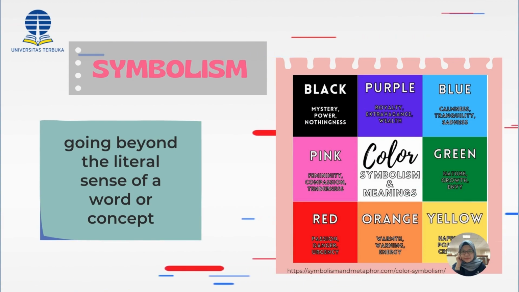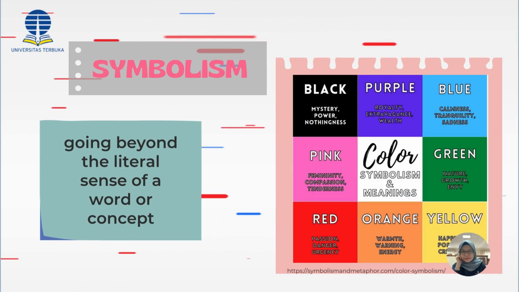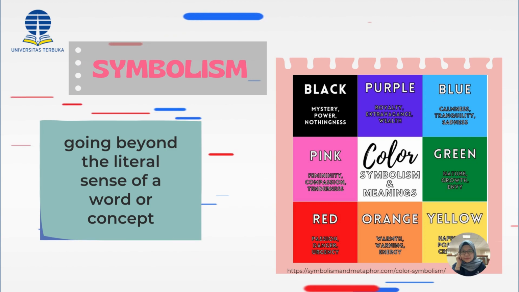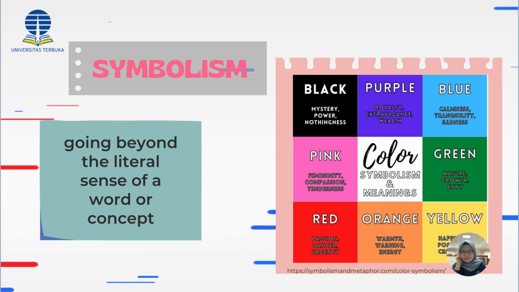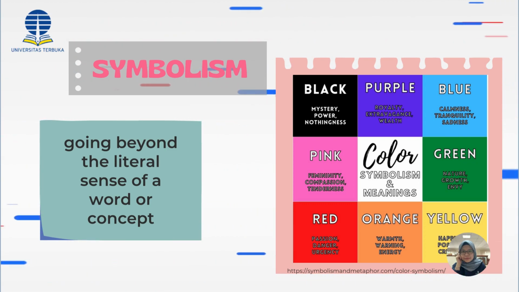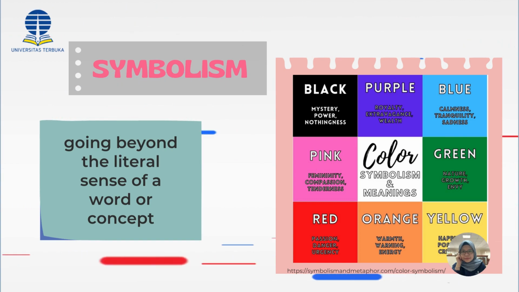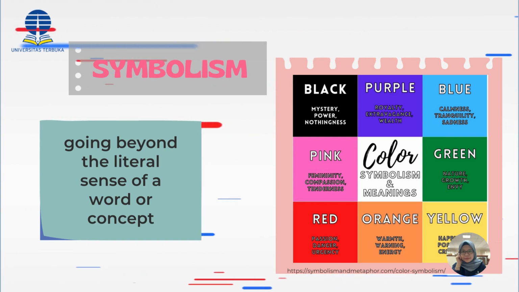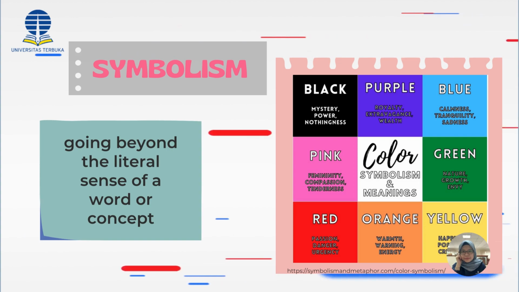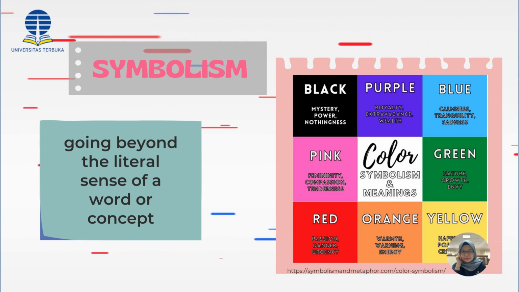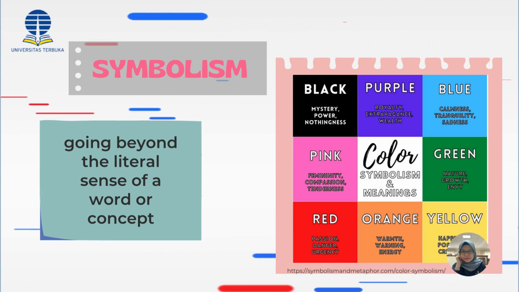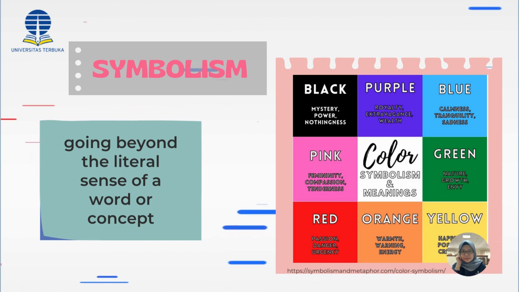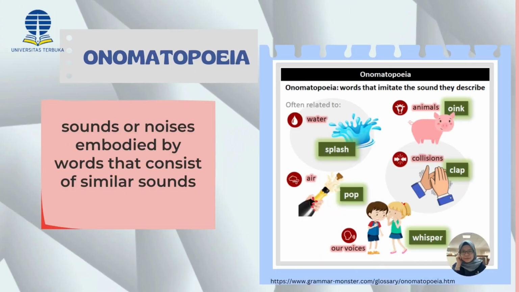Symbolism. Symbolism presupposes going beyond the literal sense of a word or concept. For example, white color is a symbol of cleanliness and purity, but in many cultures, this color is the symbol of death, and mourning clothing is always white. Yet, in Indonesia, the symbol of death is black. It means different color may represent different culture.